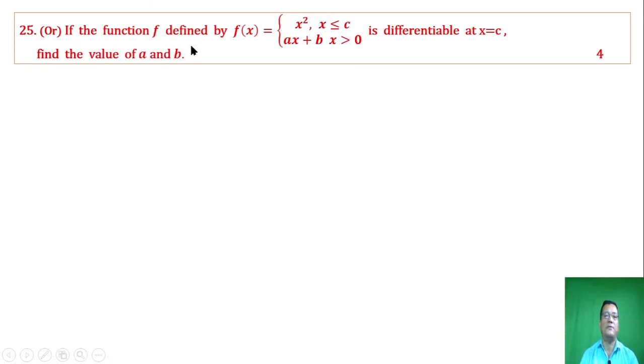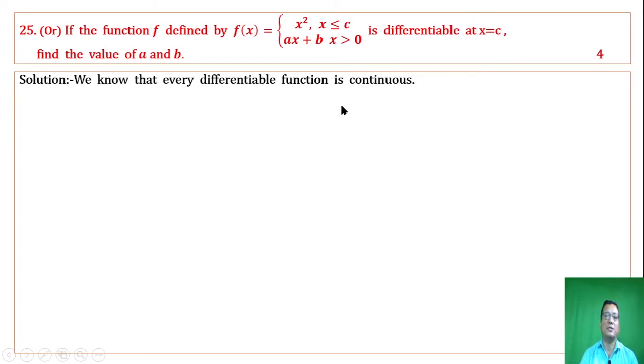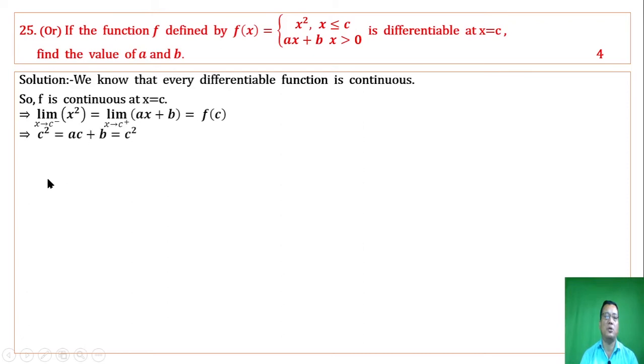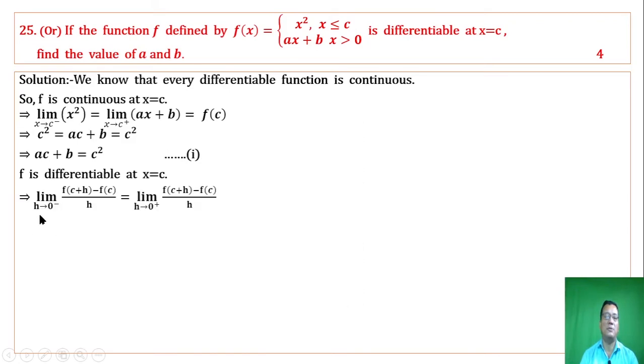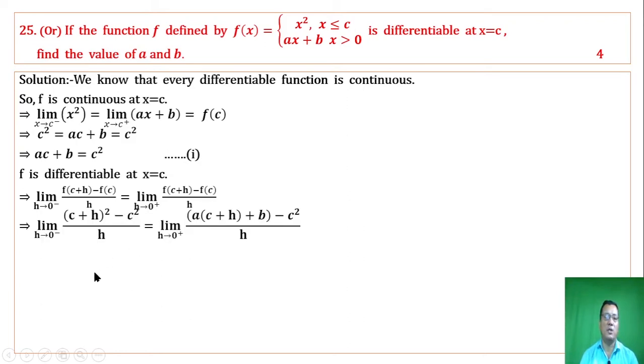Or if the function f defined by this is differentiable at x equal to c, find the values of a and b. We know that every differentiable function is continuous, so f is continuous at x equal to c, and we have left hand limit at c equal to right hand limit at c equal to f of c. Put their respective values. We have ac plus b equal to c square, which is equation 1. F is differentiable at x equal to c. It is also given, and by its definition, left hand derivative at c equal to right hand derivative at c, and put their respective values and evaluate.